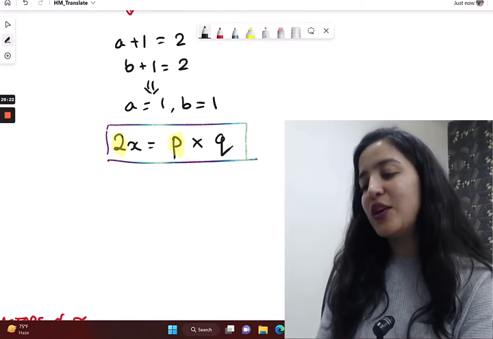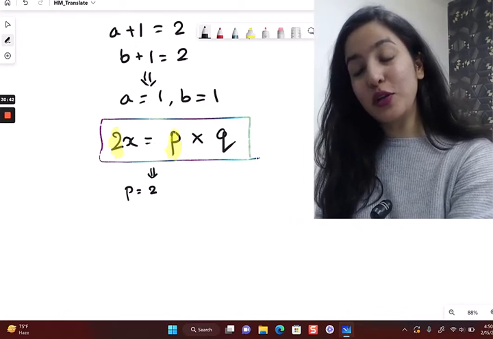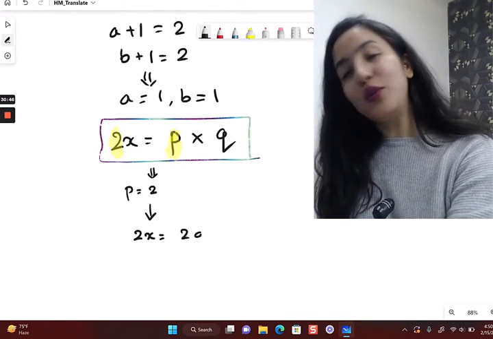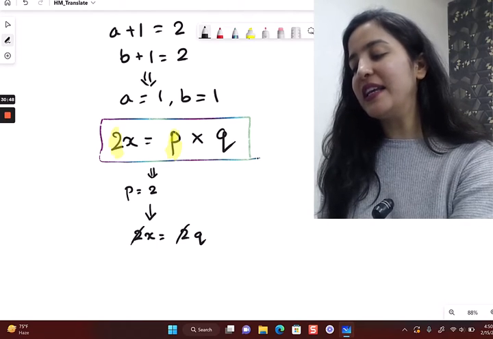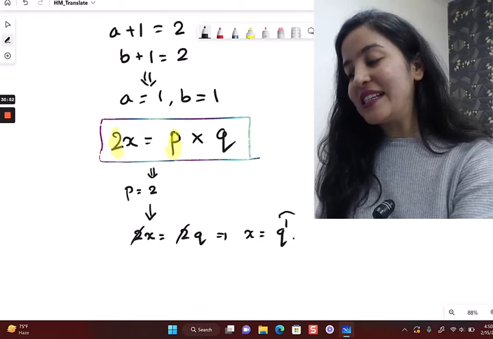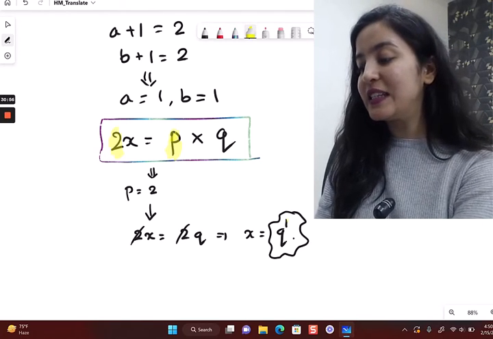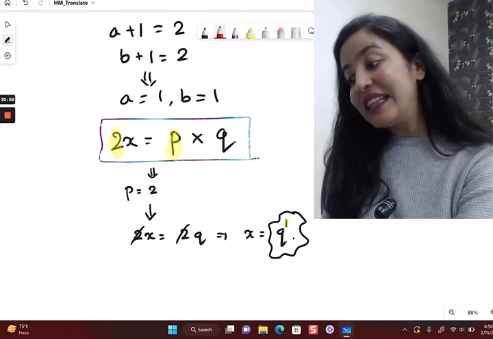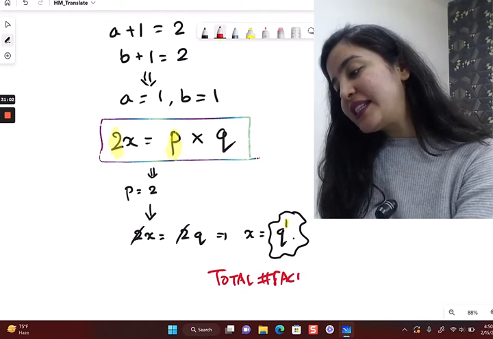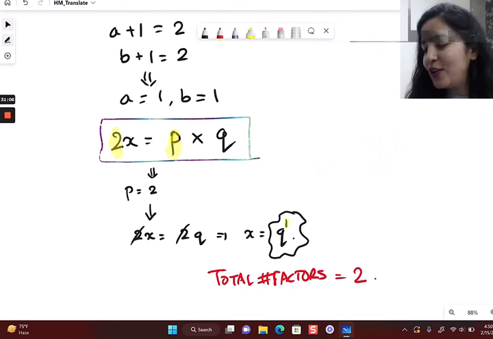Suppose p is equal to 2. Then 2x is equal to 2q. When you simplify this, you get x is equal to q. So here is again the prime factored form of x. You can see its power is 1. And this time, the total number of factors of x is going to be 1 plus 1, which is 2.